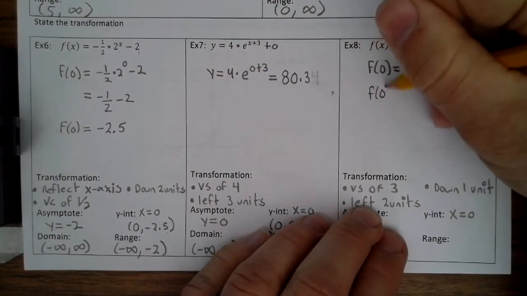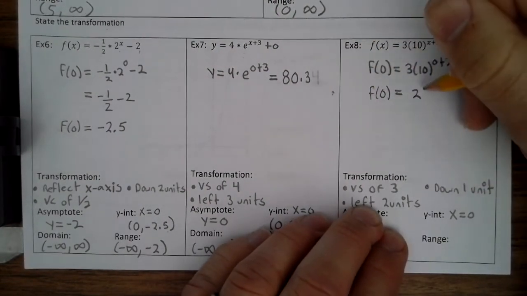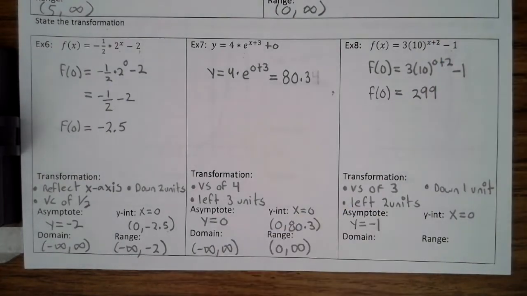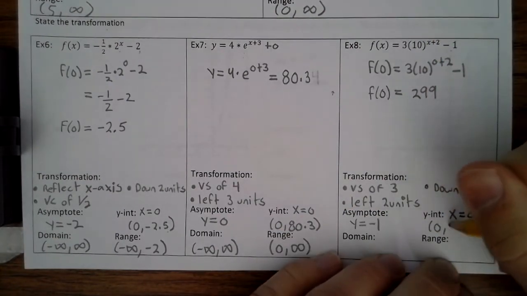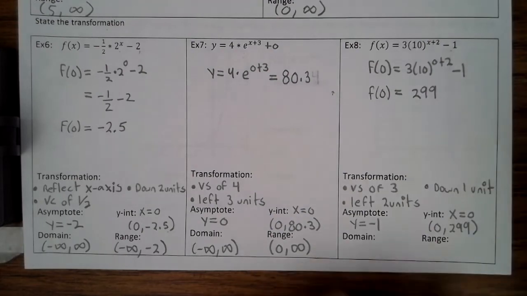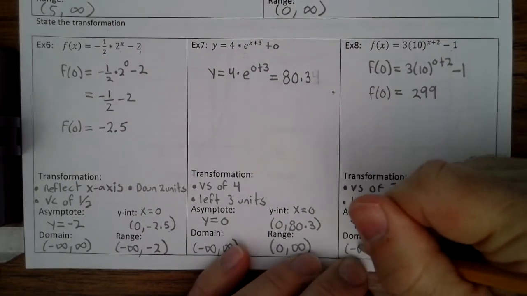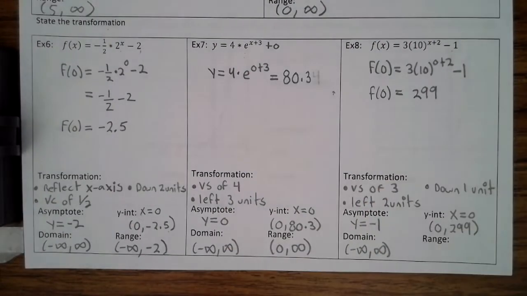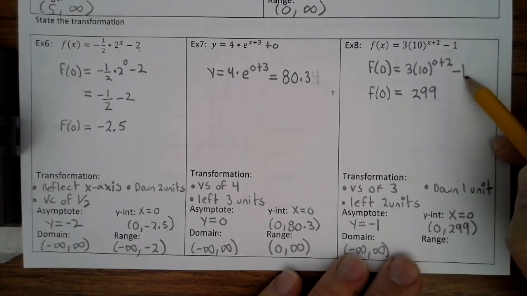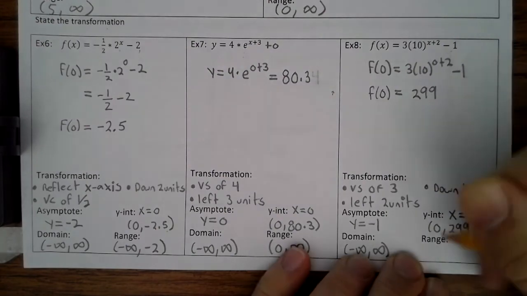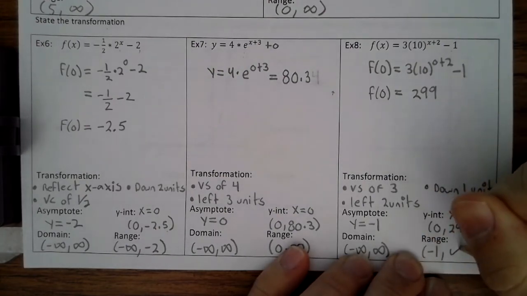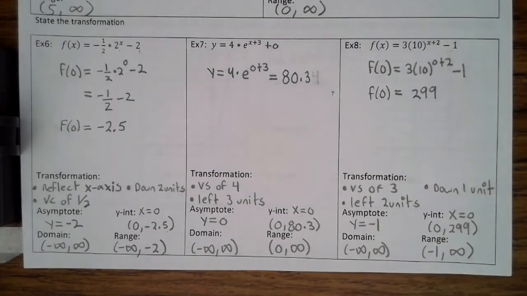So f of 0 equals 299. So your y-intercept is (0, 299). Domain, negative infinity to positive infinity. And range, it's always starting at this number, if you notice from each of the examples. So it'd be from negative 1 to infinity.